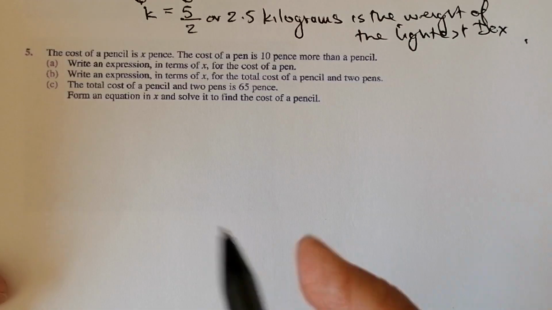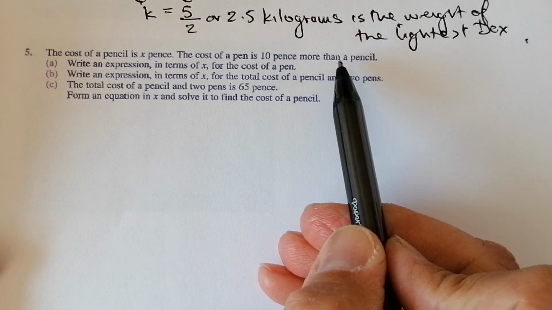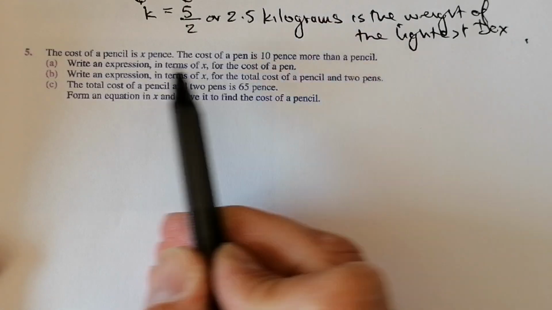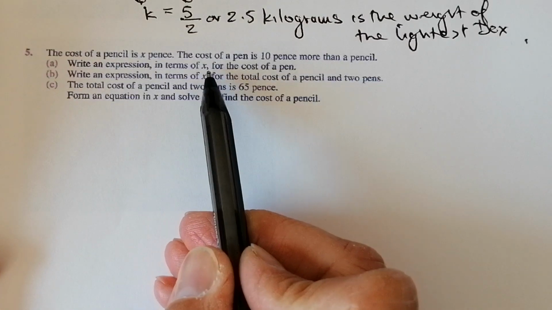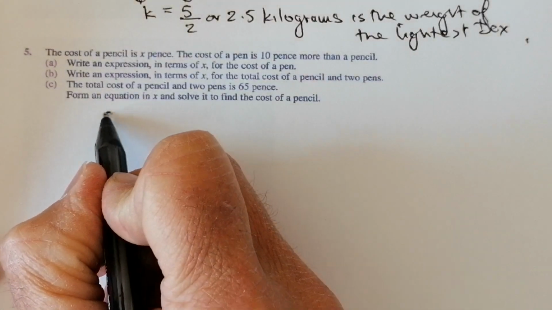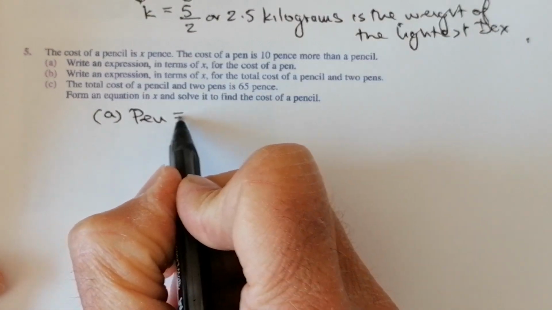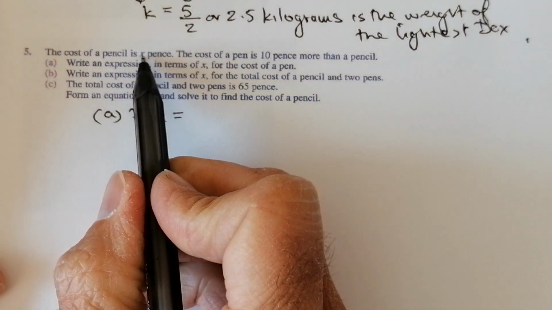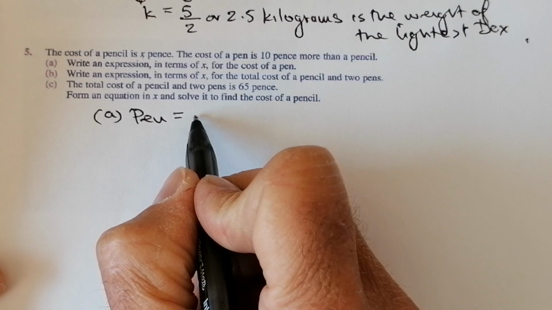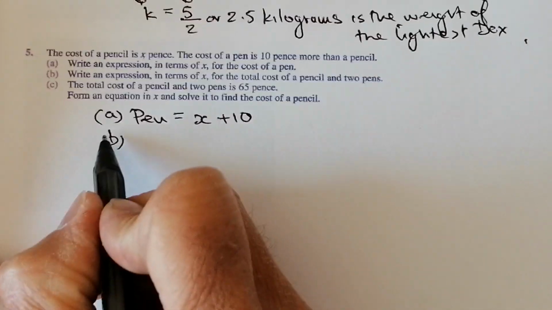Right, on question 5, we've got the cost of a pencil is x, the cost of a pen is 10 pence more than a pencil. So write an expression in terms of x for the cost of a pen. Let's have a look at that. So part A. We know that a pen is going to be equal to x plus 10. That's for part A. Let's look at part B.